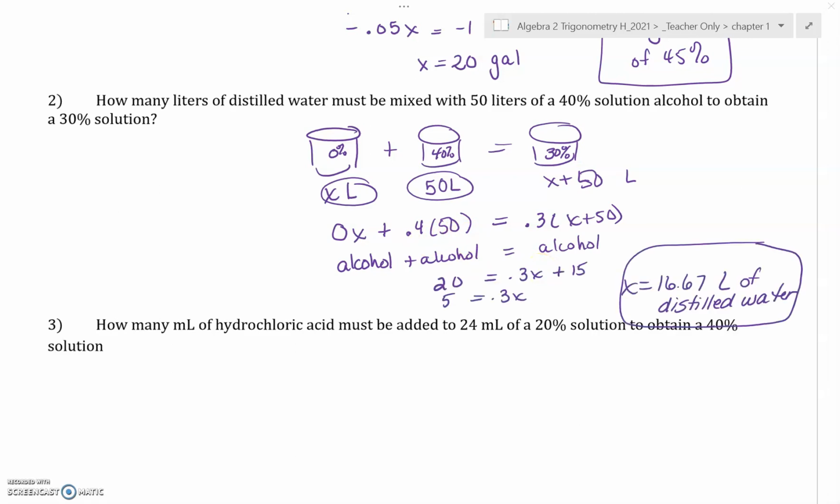All right, so hopefully you went ahead and multiplied 0.4 times 50 and had 20, distributed your 0.3. If I subtract 0.3, subtract 15, I end up with 5 equals 0.3x, and now you divide. 5 divided by 0.3 is approximately 16.67 liters of distilled water.